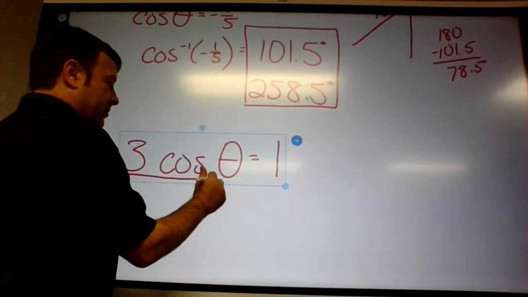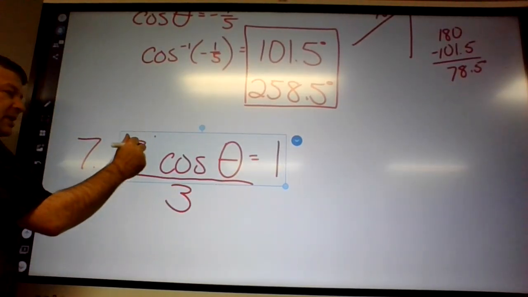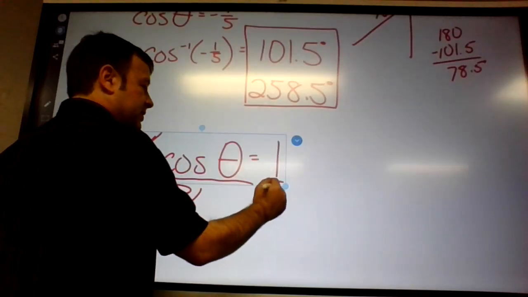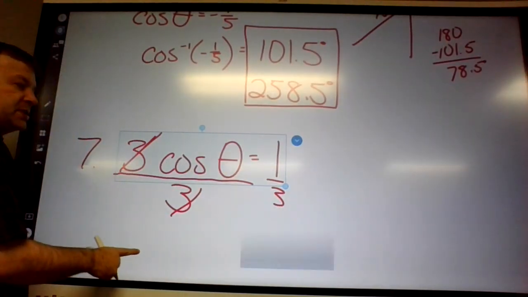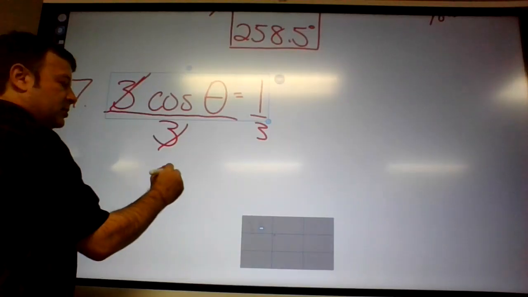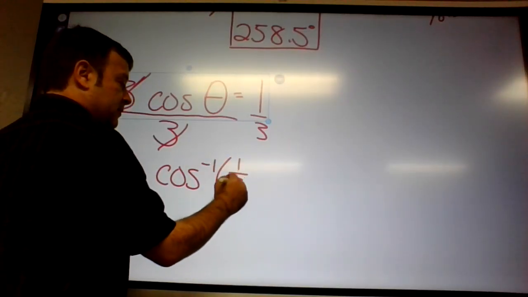Okay, how? It's 3. Because 3 next to cosine just means times 3, so we're going to divide by 3. So basically this is just cosine of theta equals 1/3. So we need to plug in cosine inverse of 1/3.